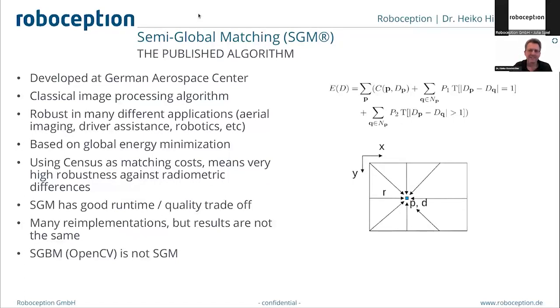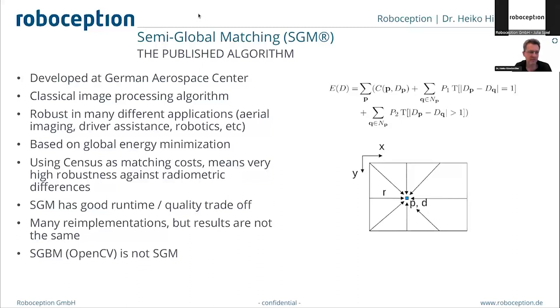Only one slide for some of you who are interested in that: what makes SGM so special. First of all, it's a classical image processing algorithm. At Roboception, we have both. We are working on classical image processing algorithms and machine learning, because we see that both have their advantages and disadvantages. For some problems the classical algorithm is better, and for some the machine learning algorithm is better. That's basically what I want to say.